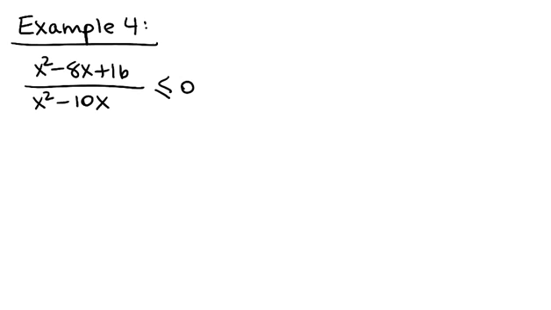So at this point you might be thinking, well, why don't I just test one of the intervals and then just alternate positive, negative, positive, negative, positive, negative? And I'll show you why that's really not a good idea. So here we've got one where I've got x squared minus 8x plus 16 over x squared minus 10x is less than or equal to 0.